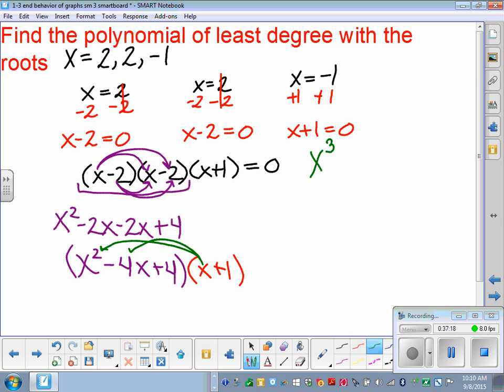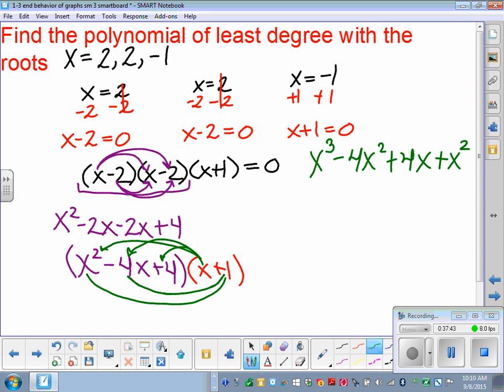Now x times negative 4x is negative 4x squared. Good. And then I have x times positive 4, positive 4x. Now I'm going to distribute the positive 1 through: 1 times x squared is x squared. 1 times negative 4x is negative 4x. Good. And then 1 times positive 4 is positive 4. Then let's combine all like terms.